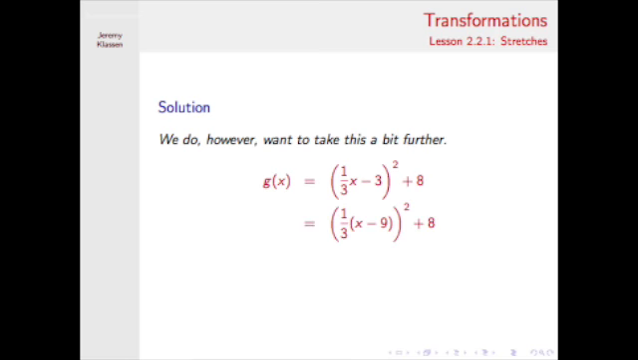That, however, is not the standard way to write the equation of a parabola. So what we need to do is factor that 1/3 out of those two terms in that binomial there. And so when we factor it out, now remember, I'm not taking it out of the square.